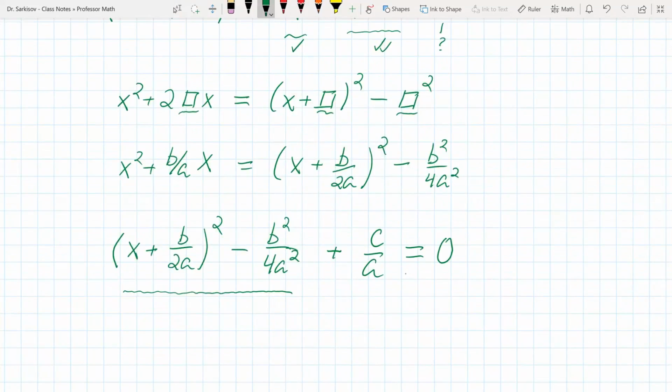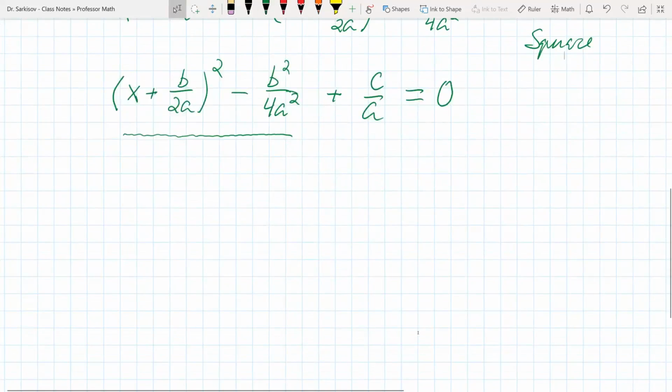What we have done here is we completed the square. Okay. In other words, we made a square out of a combination of a square and a linear term. Okay. So now what do we do?